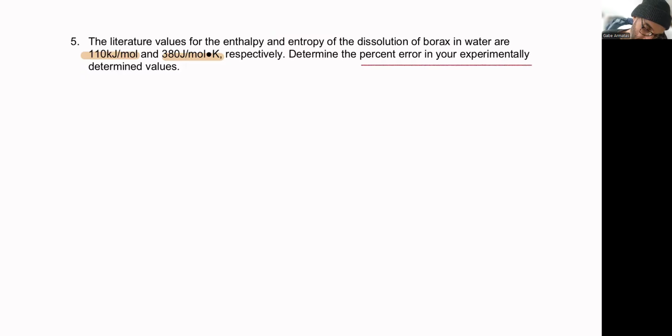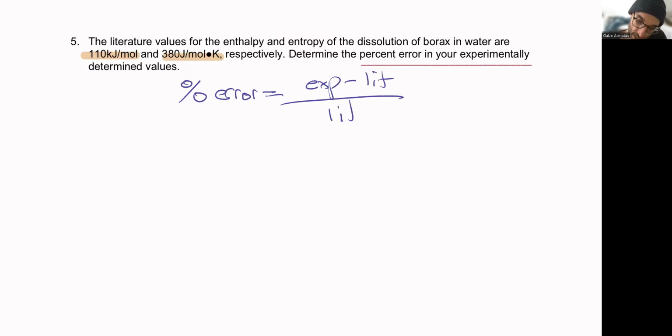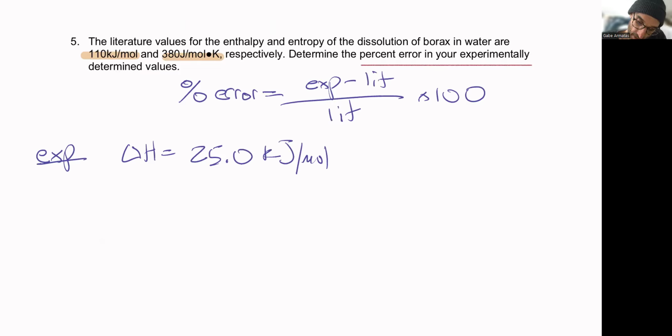So percent error, again, as always, your experimental value minus the accepted or the literature value, divided by the literature value, times 100. So for me, the students had an experimental value of delta H equal to 25.0 kilojoules per mole and a delta S of 30.0 joules per mole K. So pretty far off. And so now we're just going to plug and chug.